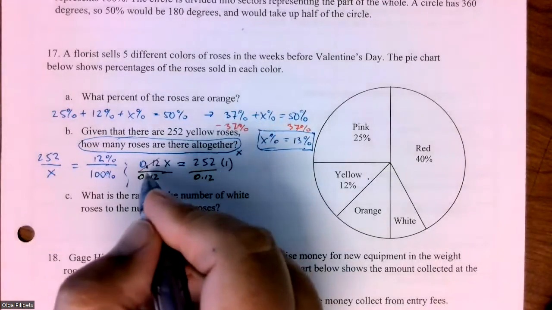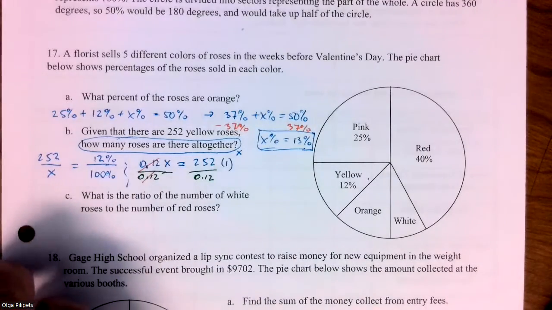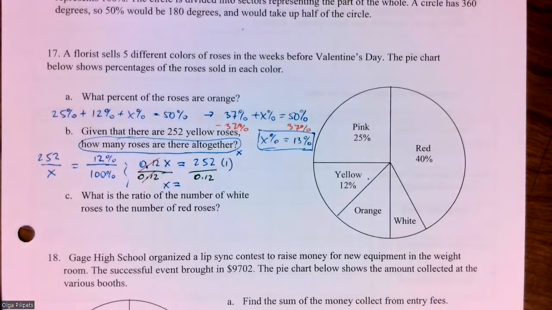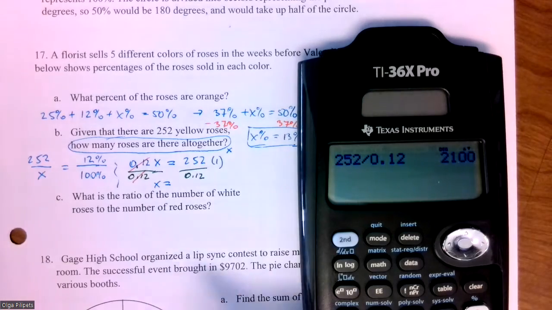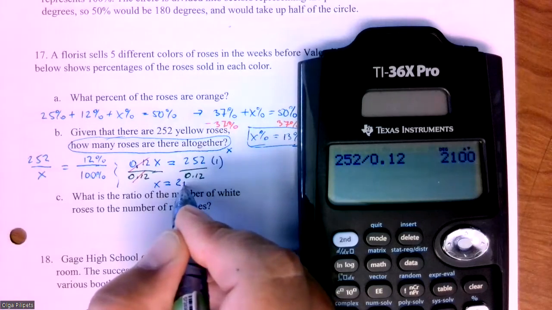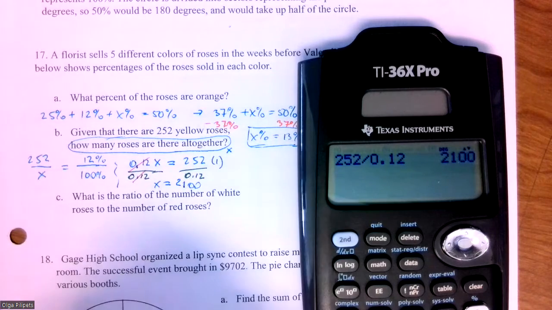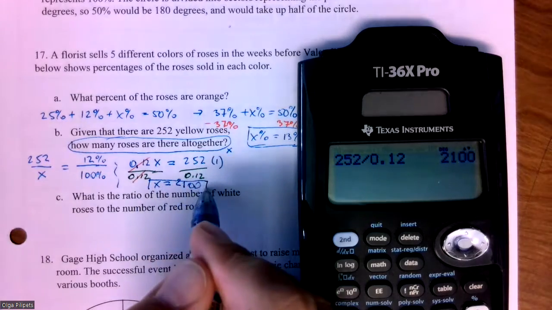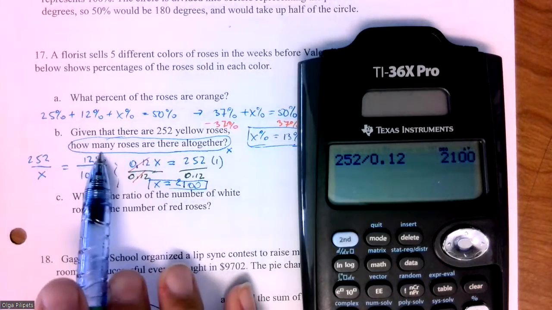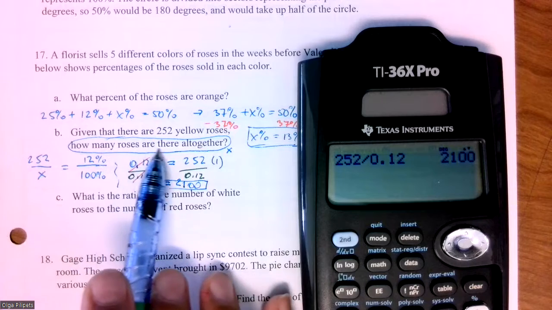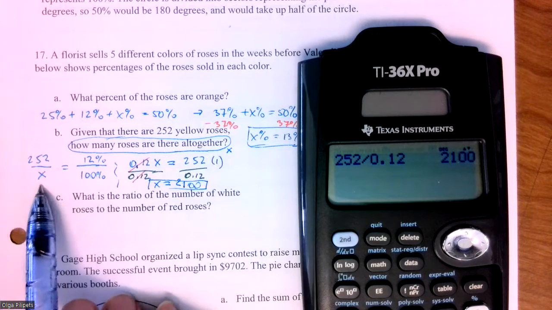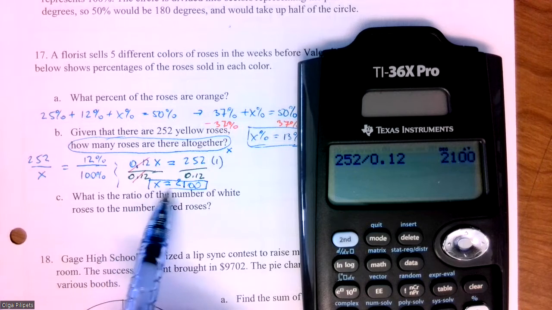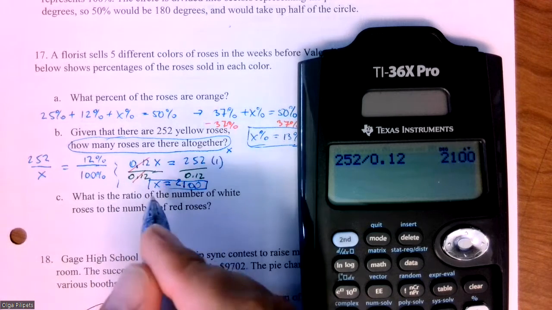Okay, so the factor of 0.12 cancels out and we have X equals 2100. So 2100 is the value of our X, which answers the question, how many roses are there all together? So my whole, or how many roses are there all together, equals 2100.